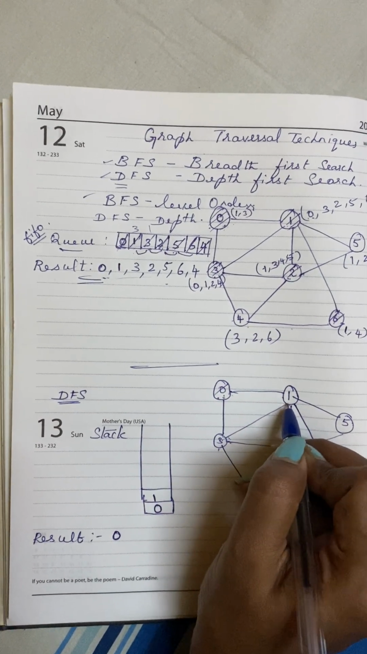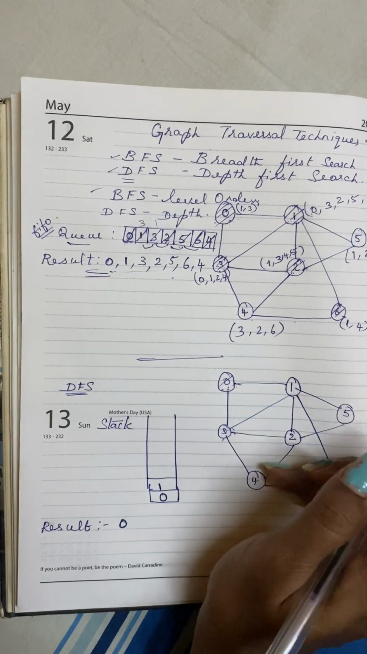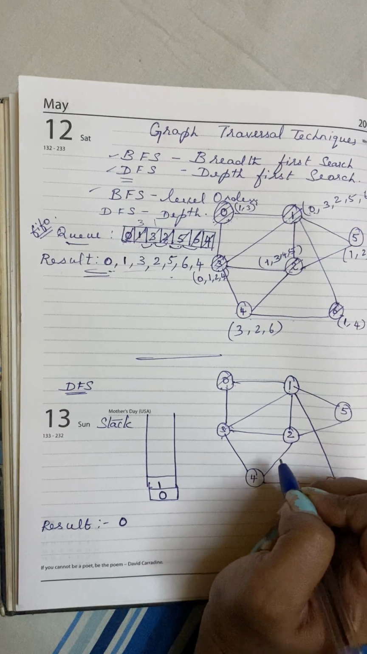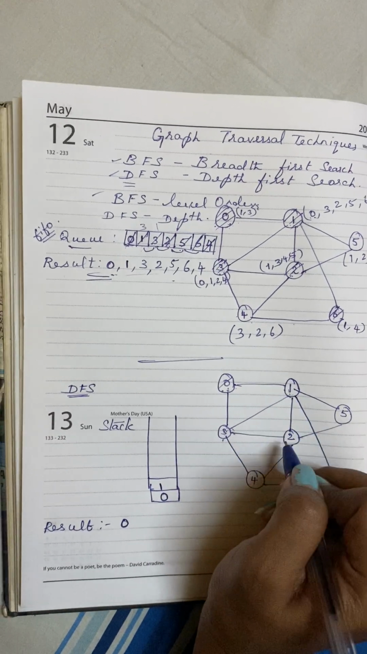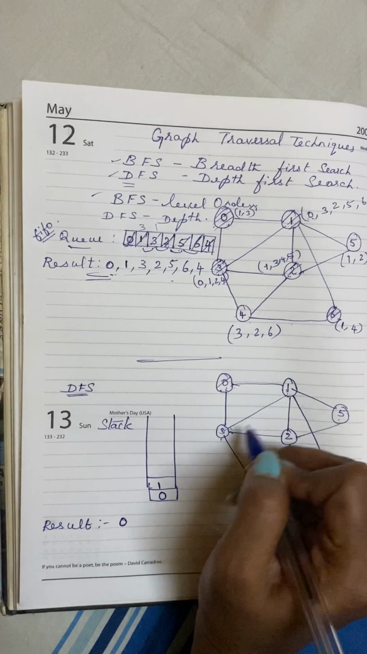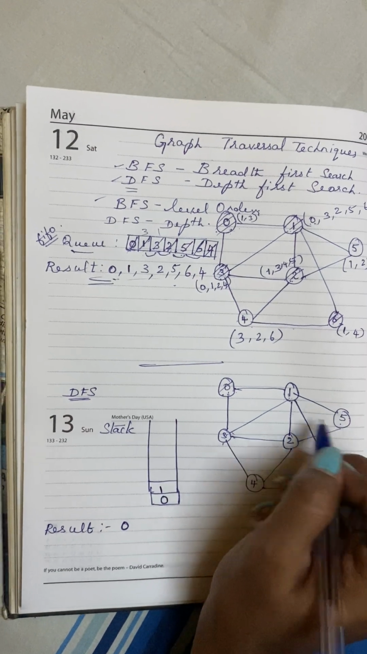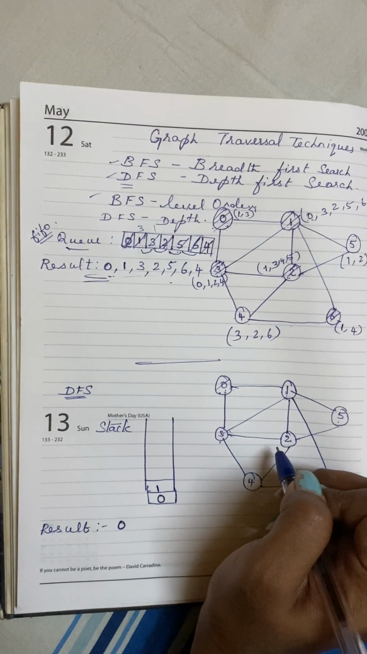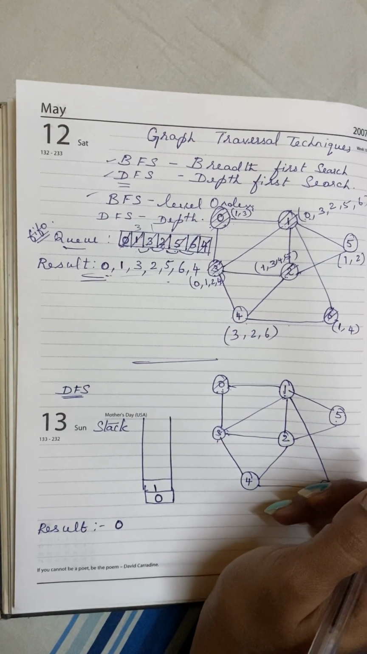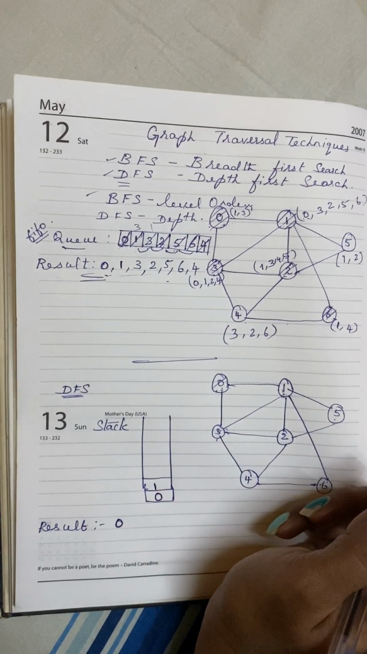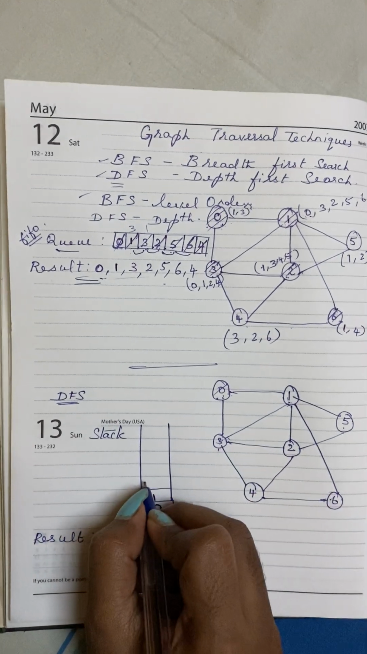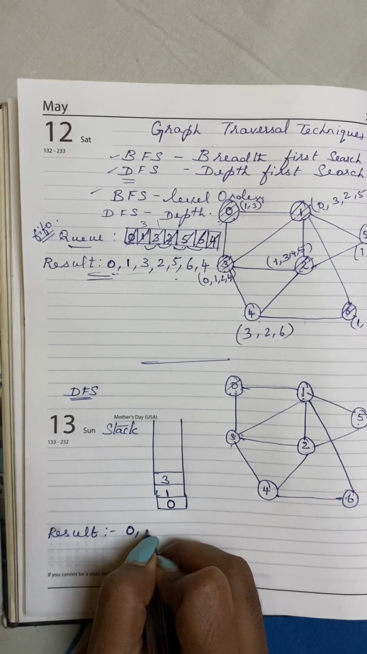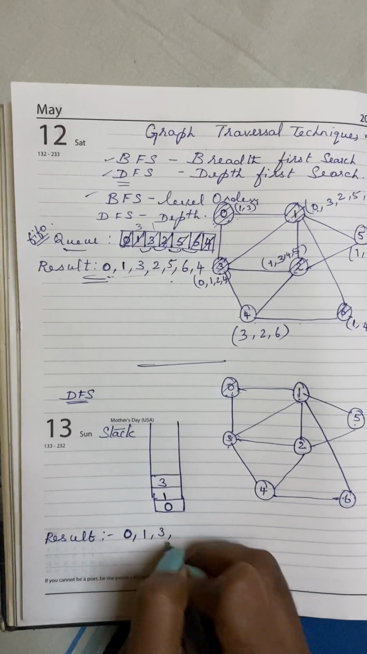Next I have moved to this particular 1. Now you have to see which are all the adjacent nodes of 1. It can be 3, it can be 2, or it can be 5, because 3 vertices are adjacent. You can choose any one. So for example, I am choosing 3. So next I am pushing 3. So I have visited 0, 1 and 3.